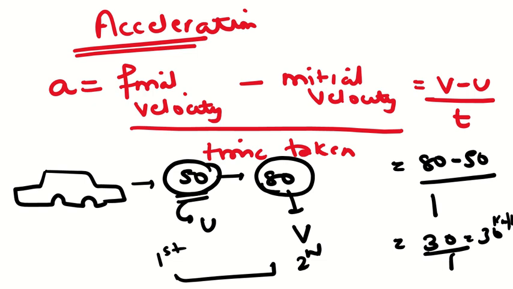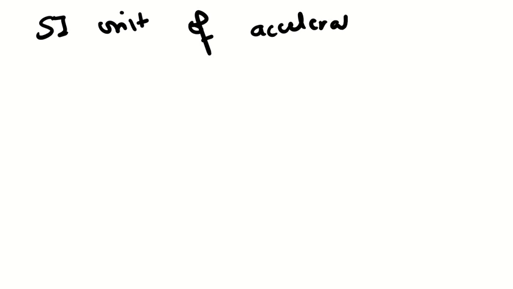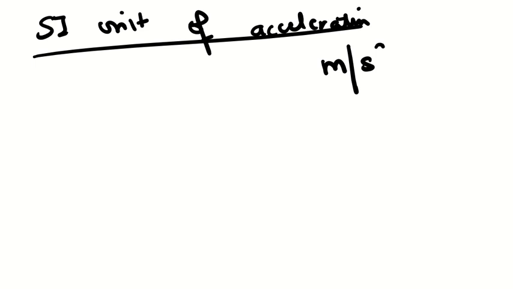Now keep in mind the units of acceleration. The SI unit of acceleration is meter per second square. Okay, it is meter per second square. I hope you have understood this topic. What we have done till now is motion, uniform motion, and non-uniform motion.